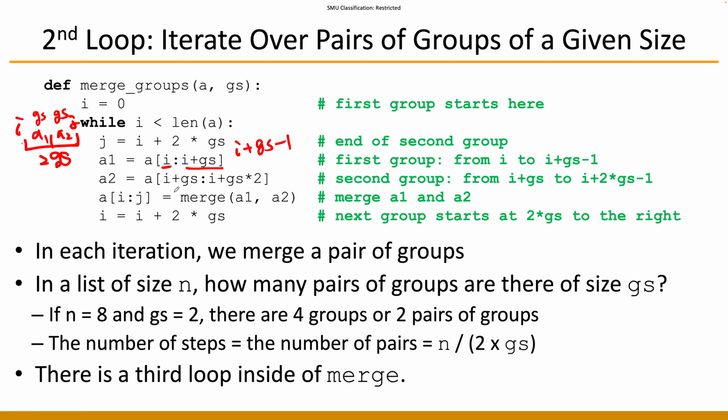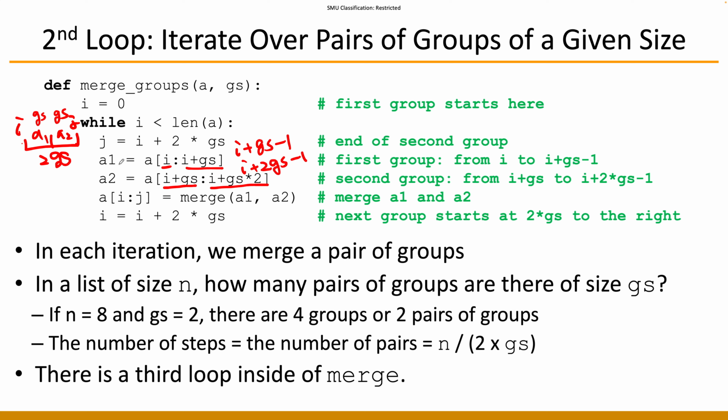So for A2, you will be at the next index. This is your lower index, and this is the one more than your upper index. So your upper index will again be I plus 2 times GS, but minus 1.